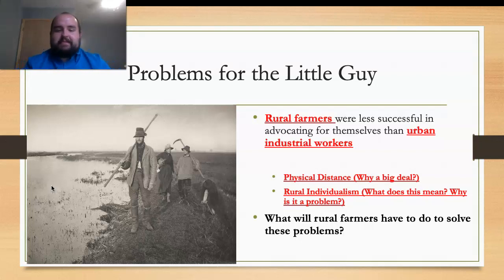Took me a second. So, the fact that these farmers are very isolated and aren't very willing to work together, what are maybe some of the ways that they're going to have to accomplish or solve some of these problems? Particularly their isolation.